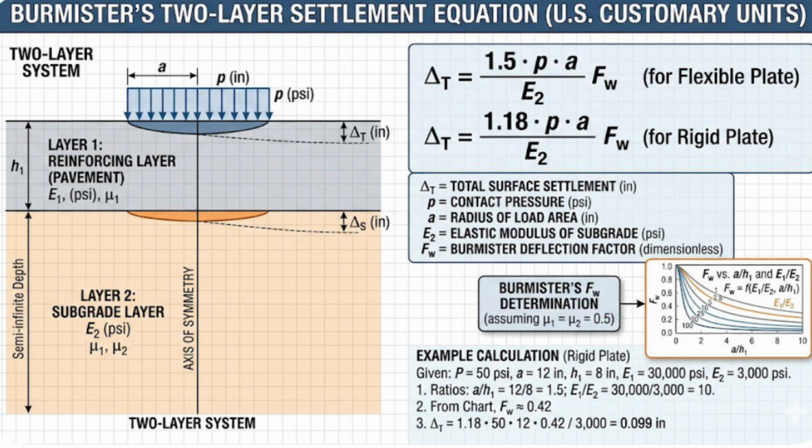It's not just about plugging in numbers, it's about understanding the stiffness ratio. If your top layer is significantly stiffer than your subgrade, FW drops, meaning your settlement decreases. This is why we use high-quality base courses in highway construction. Whether you are prepping for a professional licensing exam or designing a heavy-duty industrial floor, Burmister's work remains the gold standard for layered elastic analysis, ensuring our structures stay level and our pavements stay smooth.